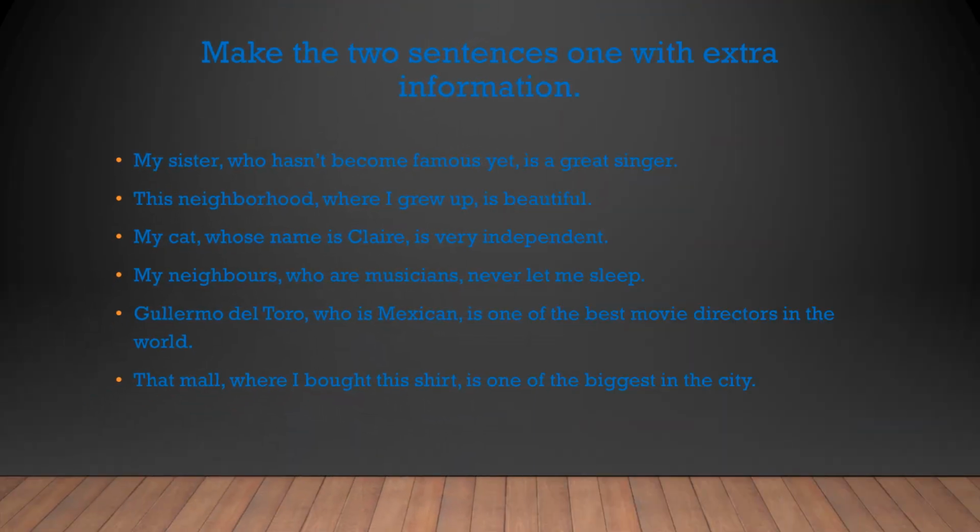Here are the answers. My sister, who hasn't become famous yet, is a great singer. This neighborhood, where I grew up, is beautiful. My cat, whose name is Claire, is very independent. My neighbors, who are musicians, never let me sleep. Guillermo del Toro, who is Mexican, is one of the best movie directors in the world. That mall, where I bought this shirt, is one of the biggest in the city.